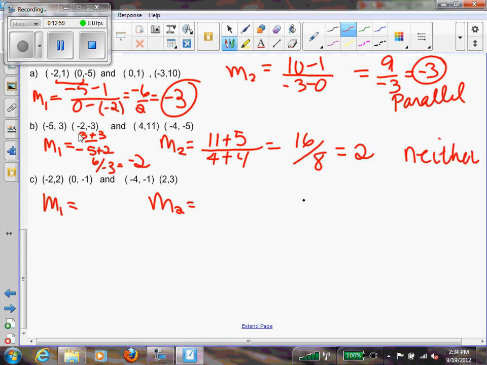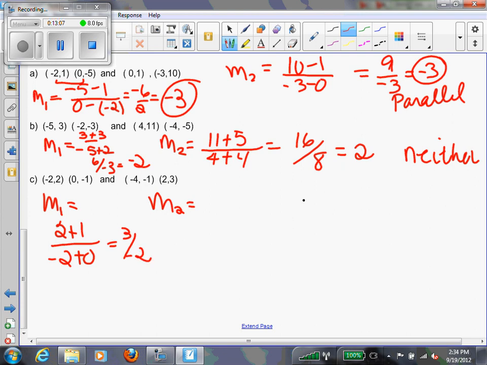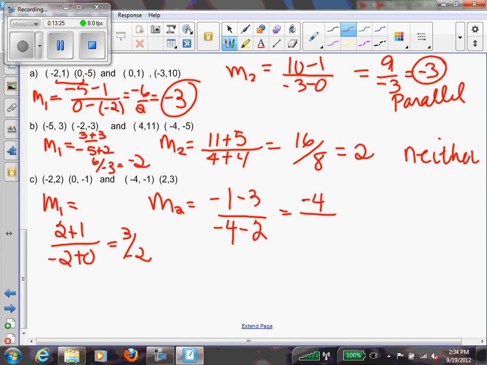Neither. Okay. Next slope. 2 plus 1 over -2 plus 0 gives me 3 over -2. Did I do the math right this time? Okay. And then I'm going to have -4. Nope. I'm not going to have -4. I'm going to have -1 minus 3 over -4 minus 2. This gives me -4 over -6, which is 2/3. What's this one? Perpendicular.